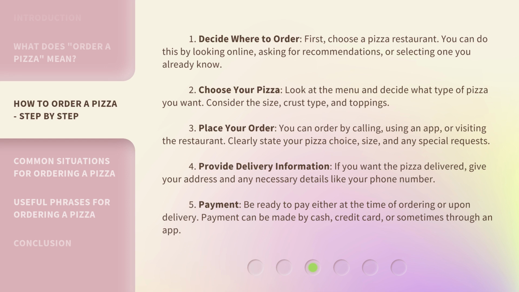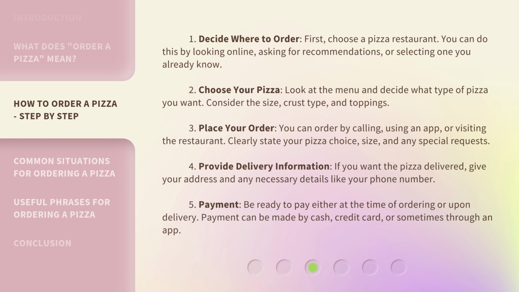2. Choose your pizza. Look at the menu and decide what type of pizza you want. Consider the size, crust type, and toppings. 3. Place your order. You can order by calling, using an app, or visiting the restaurant. Clearly state your pizza choice, size, and any special requests.